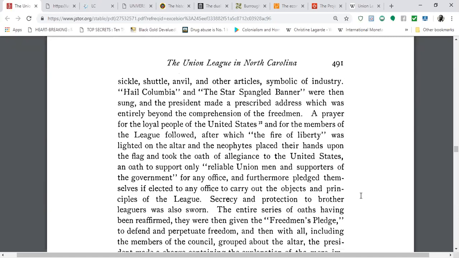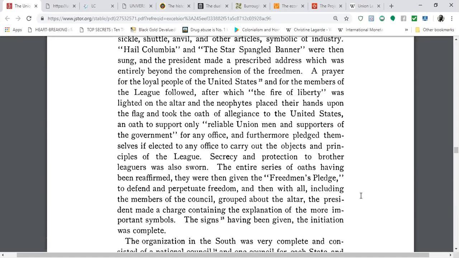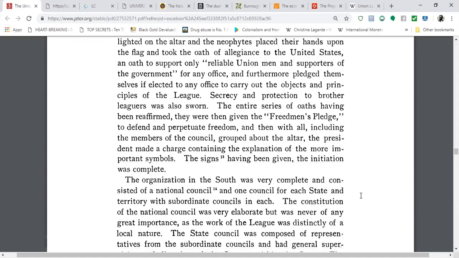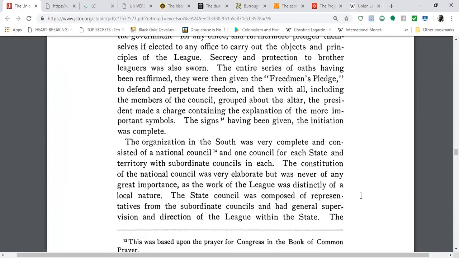Secrecy and protection to the brother leaguers were also shown. The entire series of oaths having been affirmed, they were given the Freeman's Pledge to defend and perpetuate freedom, and then all, including members of the council, grouped by the altar. The president made a charge containing the explanation of more important symbols. The sign having been given, the initiation was complete.